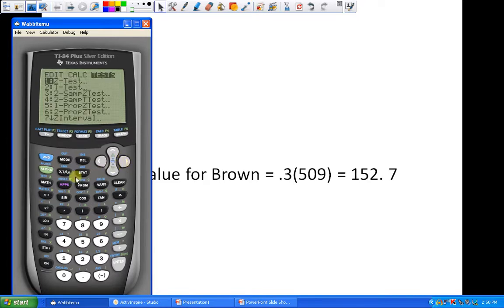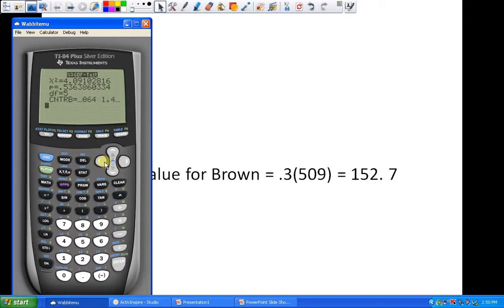If I go to stat tests, it's at the very bottom, so I'm going to go up. Chi-squared goodness of fit test. So if I run that, I already have my observed in L1, my expected in L2. My degrees of freedom is 5. And we get my chi-squared value, we get our p-value, and we get our contributions, which was what our L4 was.